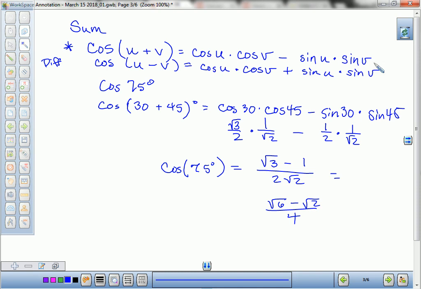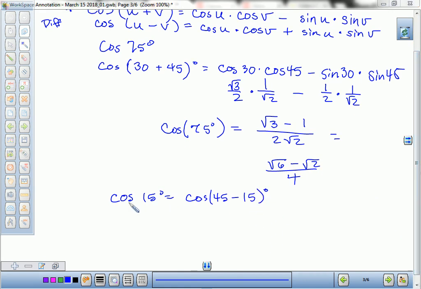In this case, we could do the same thing if I ask you for cosine of 15 degrees. We would be using the exact same things, but this time we would switch them. We would just subtract. We're not doing that, but we could.